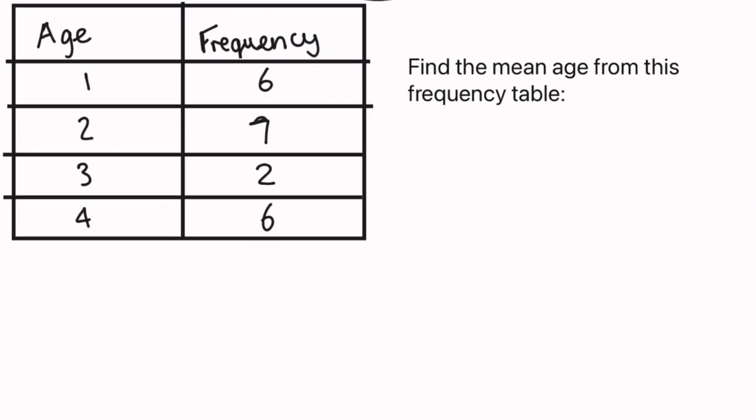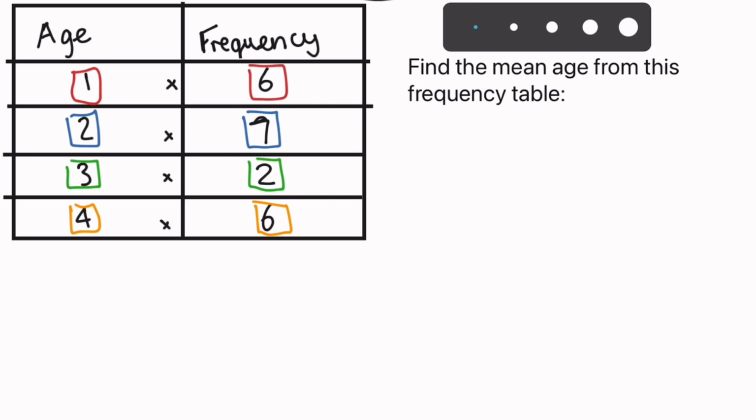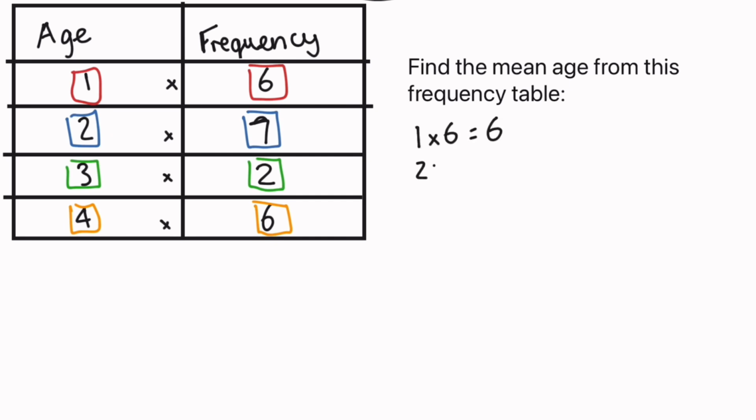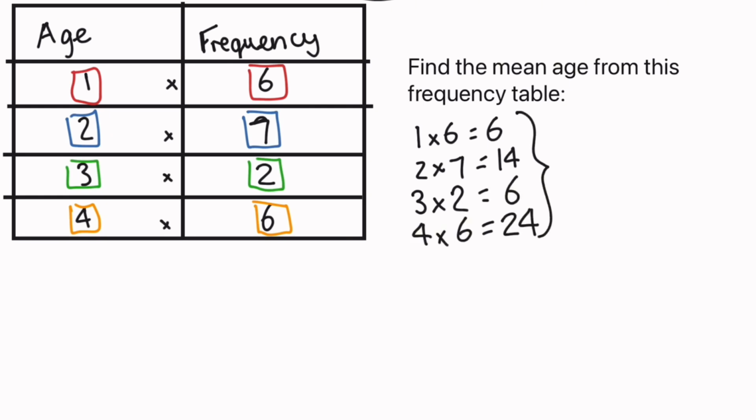Now, what if we are given our numbers in the form of a frequency table? Finding the mean is a bit harder, but we still use the same formula. To find out the sum of all numbers, we must multiply the two categories. So we would have to do 1 times 6, 2 times 7, 3 times 2, and 4 times 6. All we have to do now is add these up to find the sum, which gives us 50.